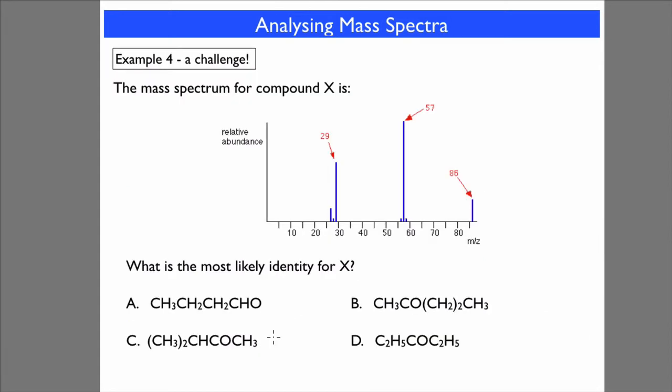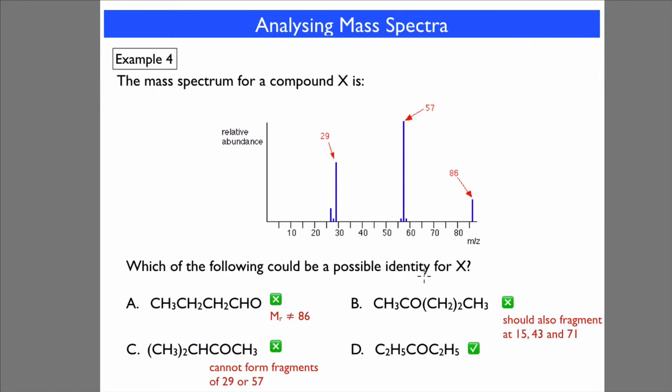Example 4, a challenge. The mass spectrum for compound X is as follows. Okay, press pause and see if you can guess which one it is. Well, it can't be this one because the molecular mass doesn't equal 86. This one here should have peaks at 15, 43 and 71. It doesn't on here, so it can't be this. And you can't form fragments 29 or 57 with this setup, so it must be D. Splendid.